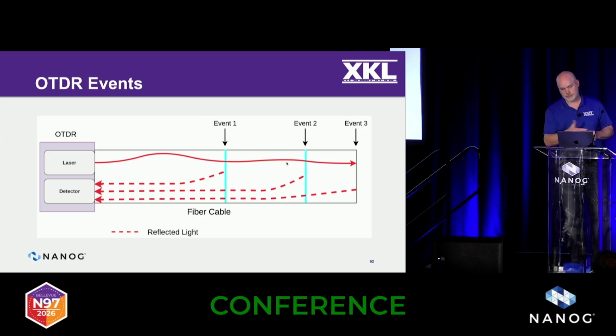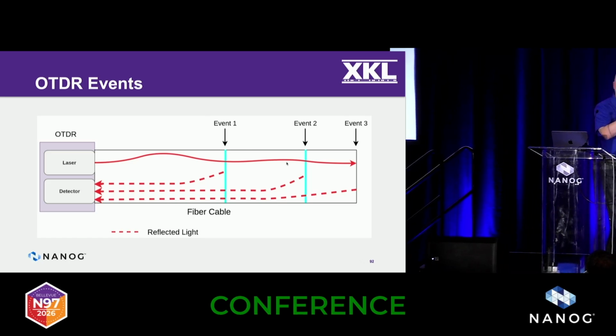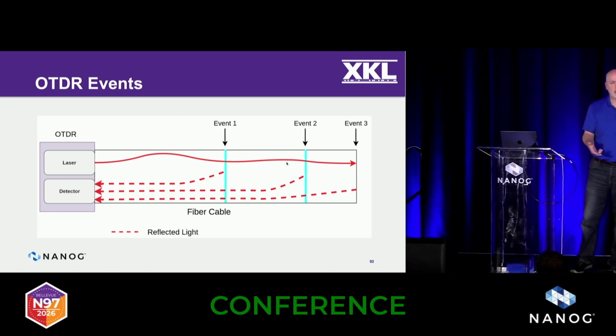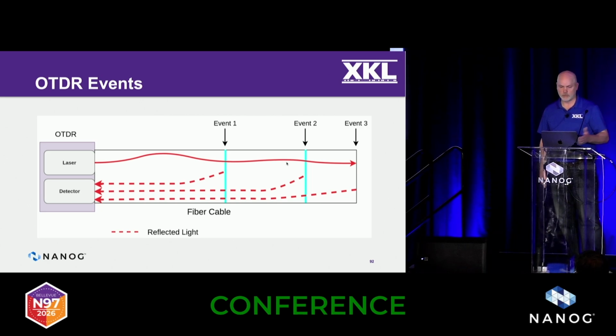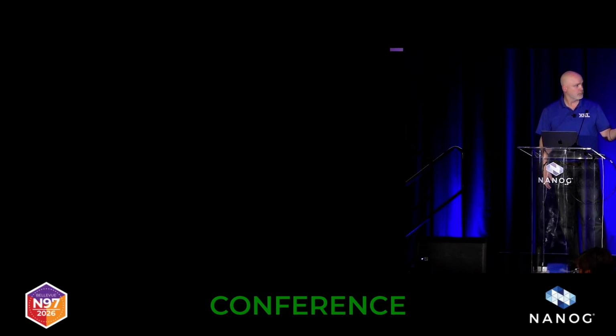And so measure the time it takes for the signal to go there and back. You know the speed of light in glass. It can tell you the distance. Very handy. And so within a second, you can get a trace that'll tell you where the break is.